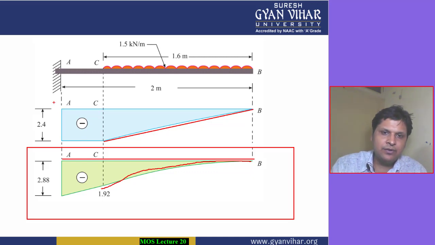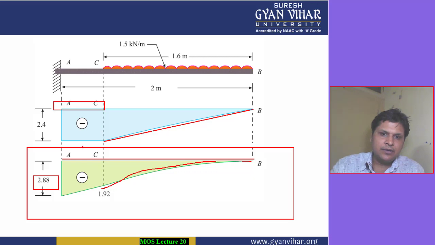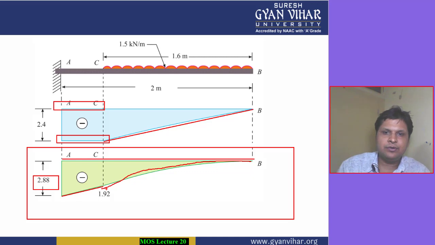Then from C to A, again at A we have calculated the value of bending moment. It is 2.88. Since there is a horizontal line in the shear force diagram between A to C, in the bending moment diagram we will join by an inclined line. Alright, so I hope you have understood how to draw the shear force and bending moment diagram.